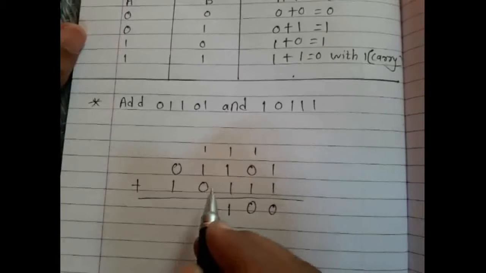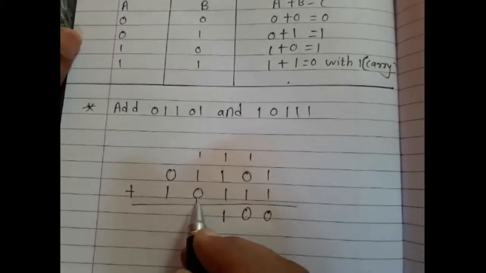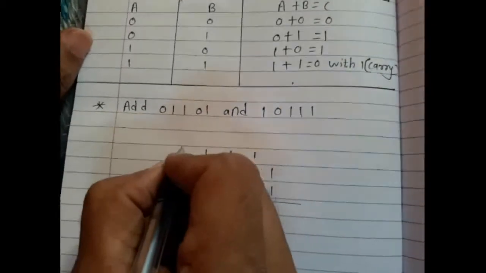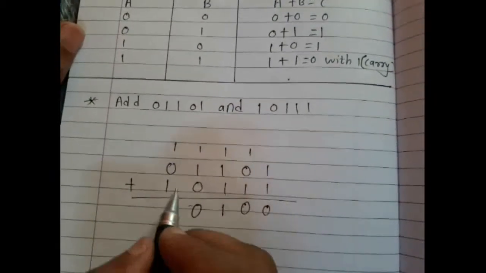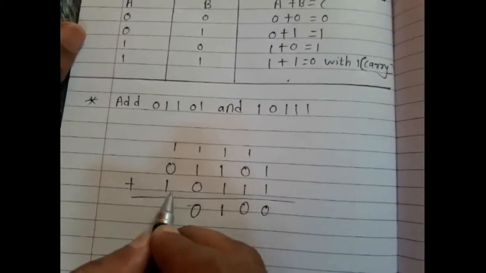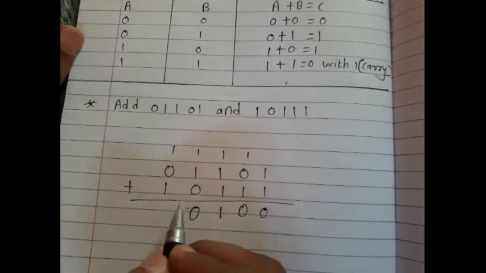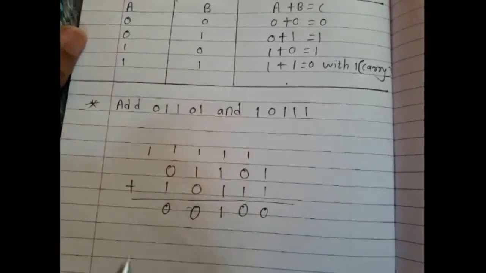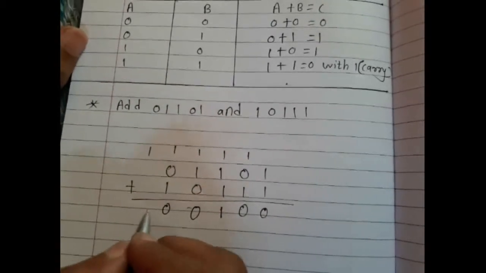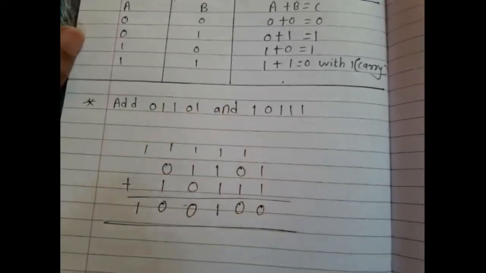Now see, first 1 plus 0, then 1 plus carry 1 means this 0, and we have to again do 1 carry. Then 0 plus 1 is equal to 1. Then 1 plus carry 1 means 0. Carry 1. Again put the last one as it is like this. This is our solution.